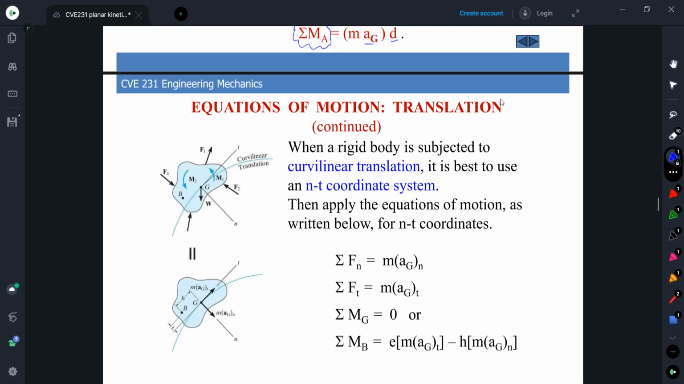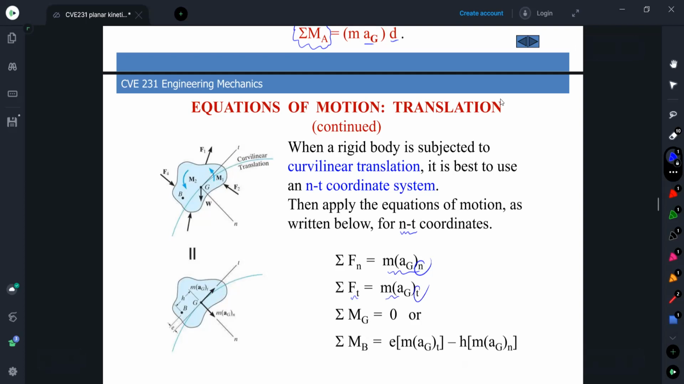If the body is subject to curvilinear translation, is it best to use NT coordinates instead? For this case, if we apply NT coordinates, we change the equation of motion into the normal and tangential coordinate system. That is, the summation of force in the normal direction is equal to m a_G in the normal direction, and the summation of force in the tangential direction is equal to m a_G in the tangential direction.